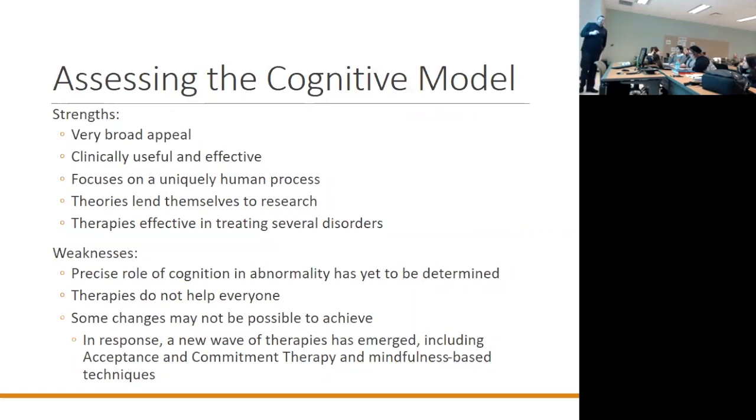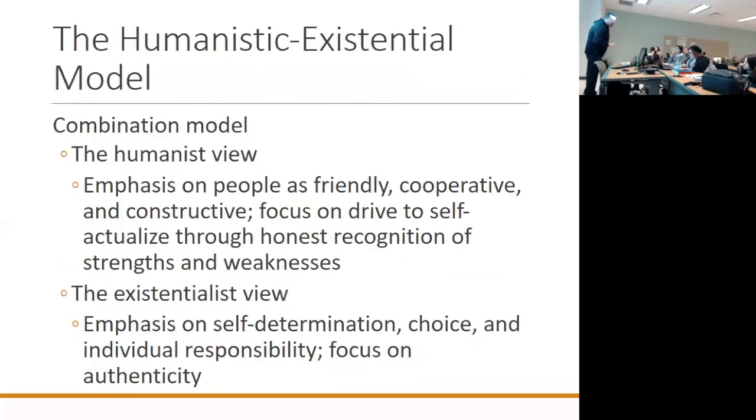Okay, there are newer therapies that go along with cognitive, like acceptance and commitment therapies. There's reality therapy and choice therapy, mindfulness-based techniques. These are all just versions of cognitive therapies. Sometimes they mix in some Eastern philosophy. Sometimes they mix in religion. It's just a different way of thinking. Okay? All right.